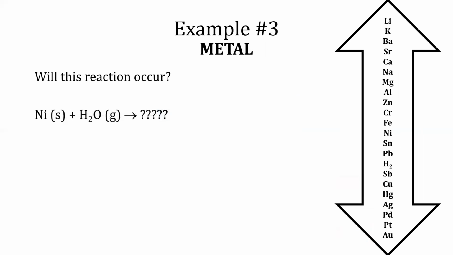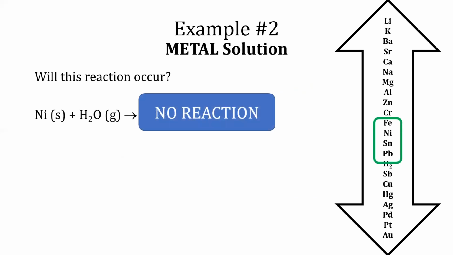Example 3 is Ni plus H2O gas. Will this reaction occur? No reaction occurs because although Ni is above hydrogen, Ni only can produce hydrogen gas by reacting with an acid. Water is not strong enough to drive the system forward to produce hydrogen gas.